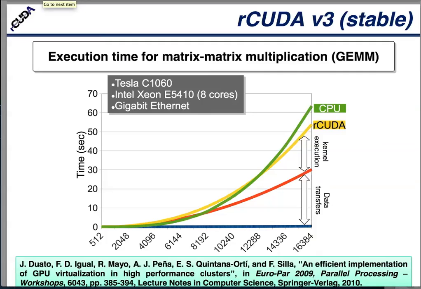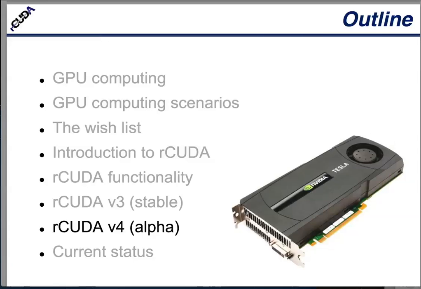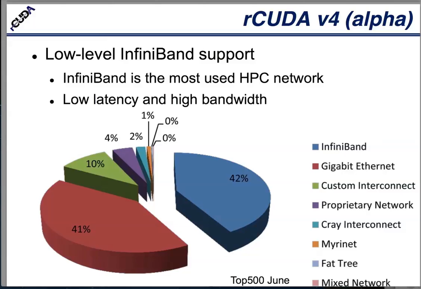Our new release, rCUDA 4, is still in an alpha release. The first capability it includes is low-level InfiniBand support, because InfiniBand is the most used HPC network currently, as we can see in this plot extracted from data from the last Top500 list. And with InfiniBand, we can reach high bandwidth and low latency.